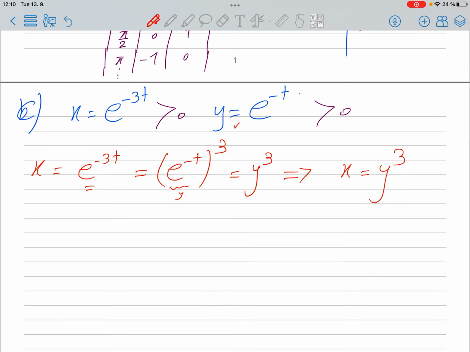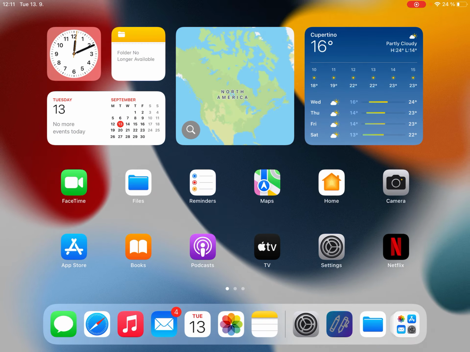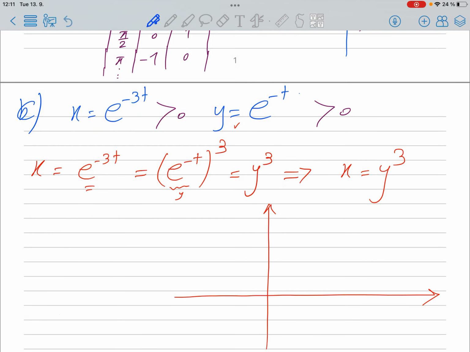So if you want to draw the graph for this curve, for example, if x is equal to 1, then y is equal to 1, and if x is equal to 8, then y is equal to 2. So therefore you have 1 1 here, right? And here 2 3 4 5 6 7. For example, here is 8, and at 8 you have 2.